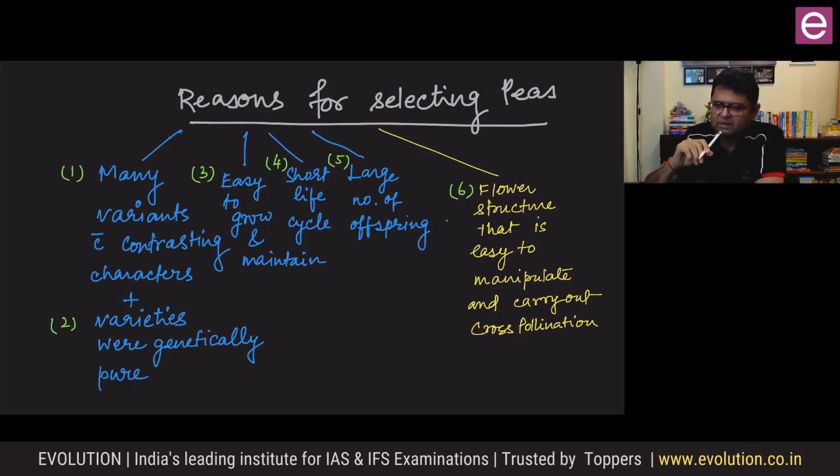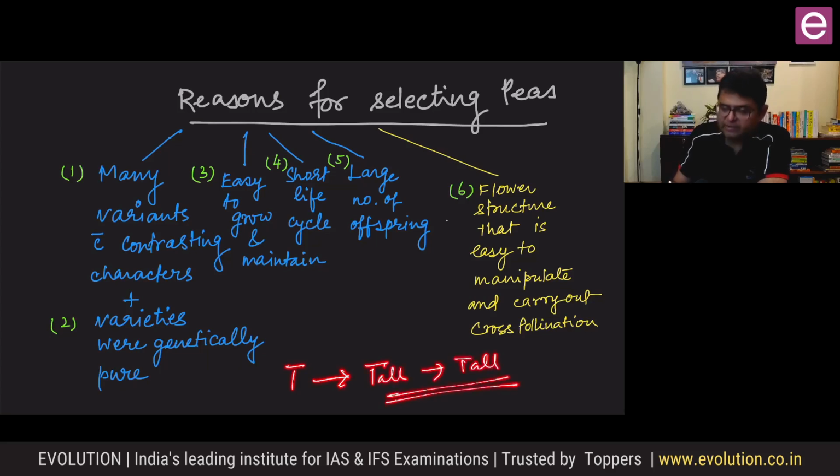Vivek is asking, true breeding means what? So true breeding, like I said, Vivek, is that if it is tall, and you cross it with tall, the next generation is also going to be tall, and the next generation is also going to be tall. So that will be true breeding.